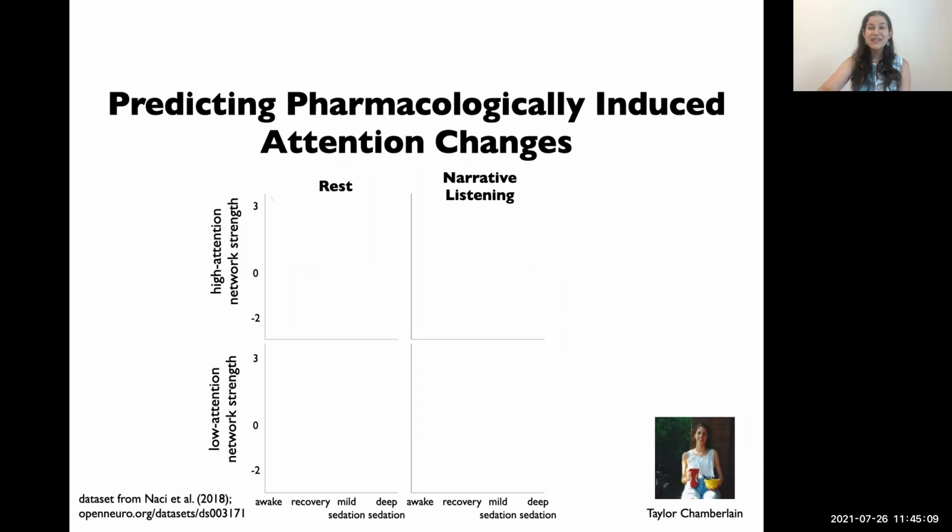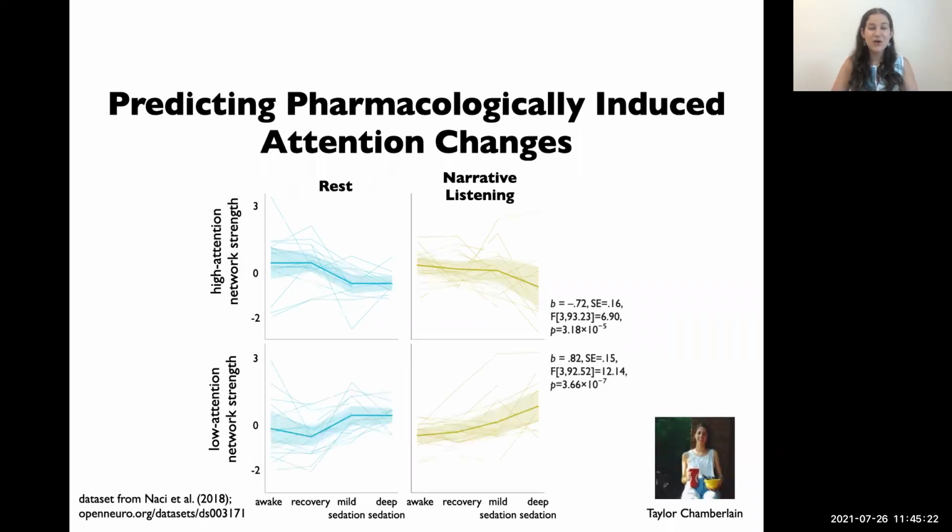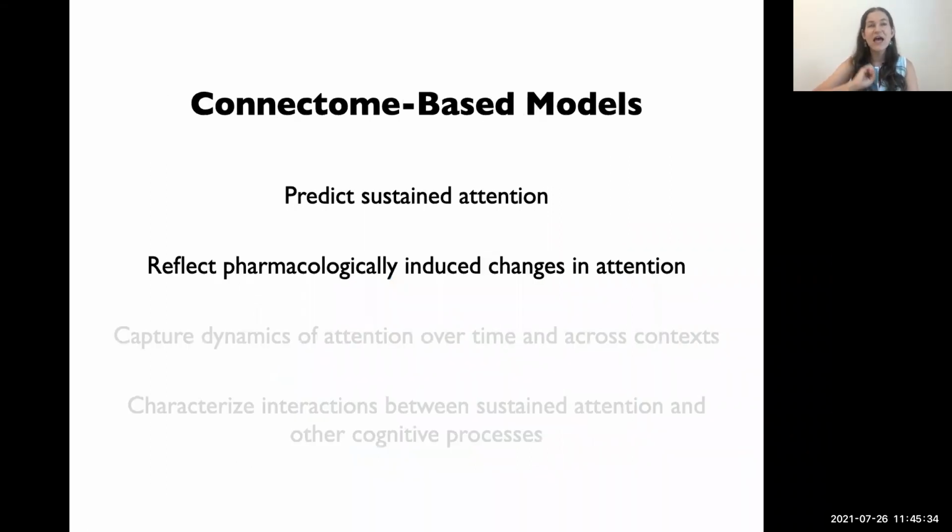And what Taylor found was in this independent data set collected by a different research group, we replicated the effect such that high attention network strength decreased as anesthetic state increased, and low attention network strength increased. In other words, people showed stronger functional connectivity signatures of stronger attention when they were awake. So this set of studies, I hope, is providing some evidence that these networks are malleable and they change with changes in attentional state in single individuals.